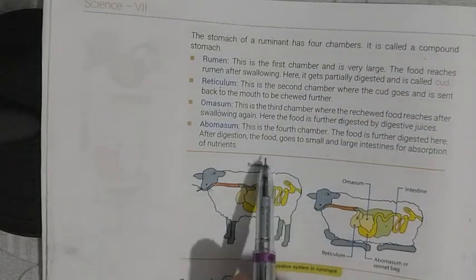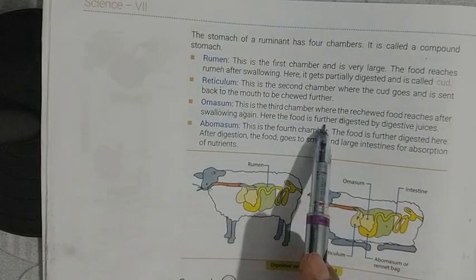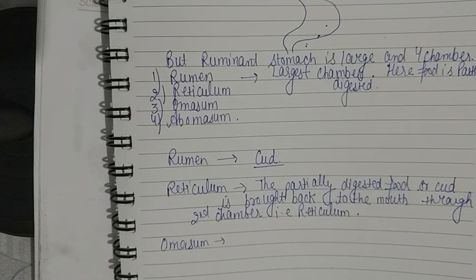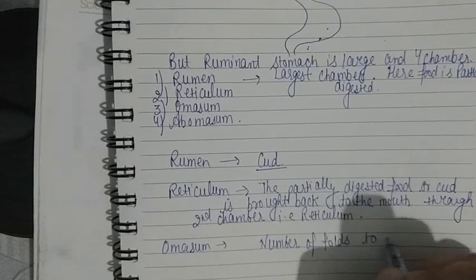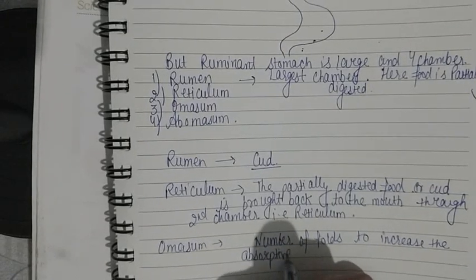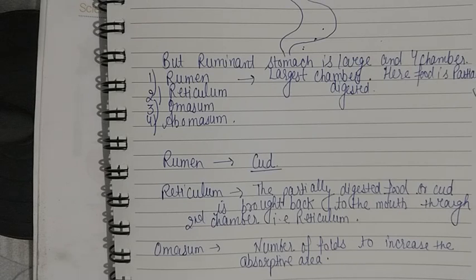Third chamber is omasum. This is the third chamber where the food reaches after swallowing again. Here the food is further digested by digestive juices. The digested food along with bacteria now enters the third chamber, that is omasum. Internally, the omasum is thrown into a number of folds to increase the absorptive area. Absorption of the digested food begins in this chamber, where the water and bicarbonate present in the food is absorbed.